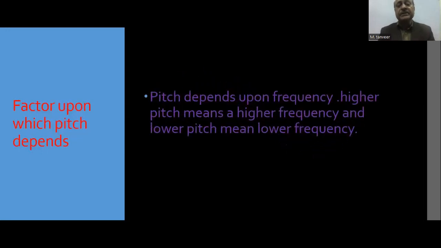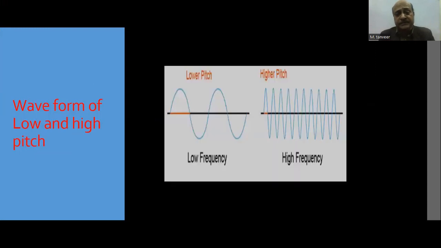Factors upon which pitch depends. Pitch depends upon the frequency. The higher the frequency, the higher the pitch. The lower the frequency, the lower the pitch. Frequency means the number of waves passing through a certain area.